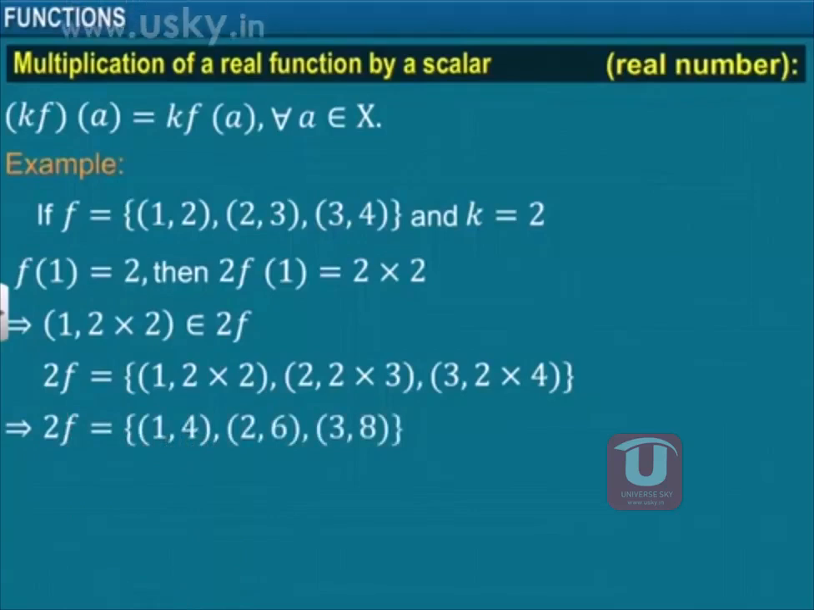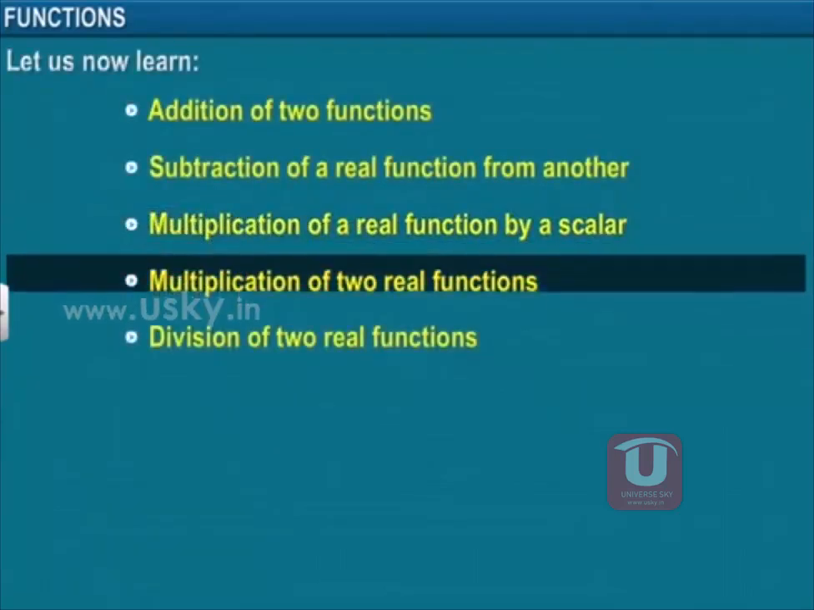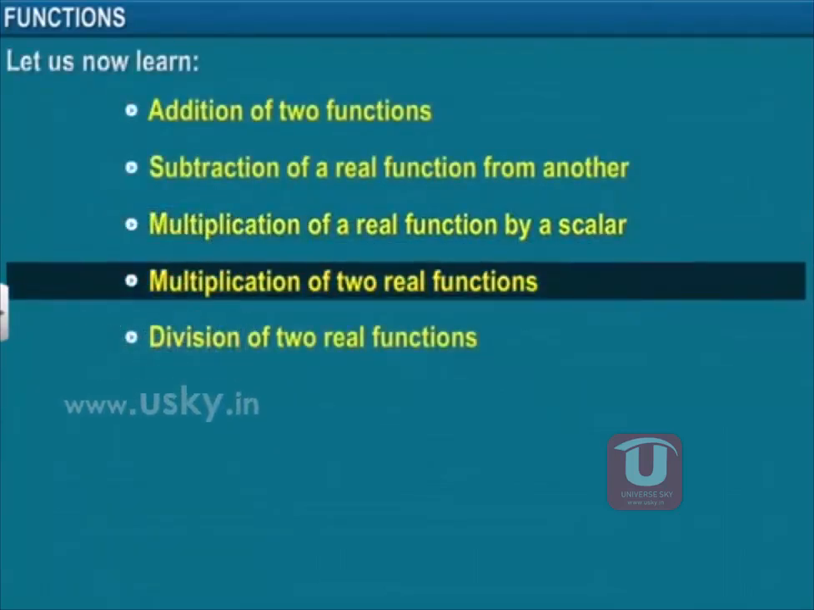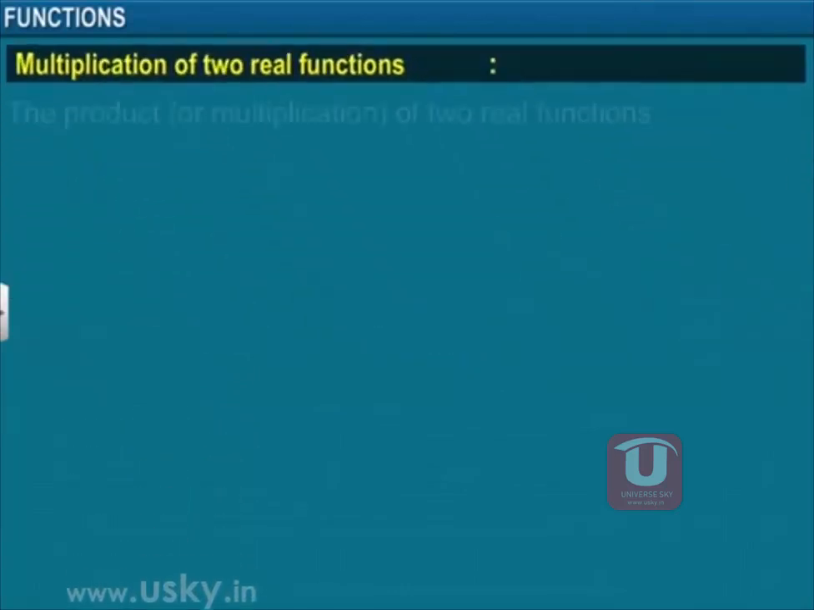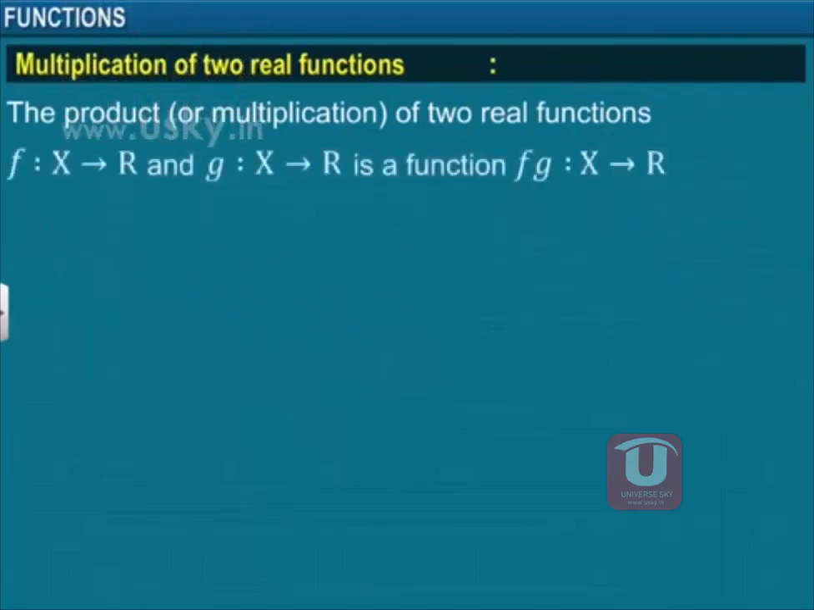Let's now learn the multiplication of two real functions. The product of two real functions f and g from X to R, where X is a subset of R, is a function fg from X to R defined by (fg) of a is equal to f of a multiplied by g of a for all a belonging to set X.